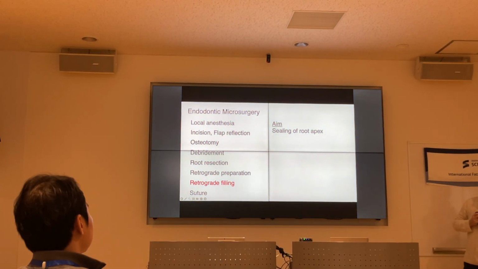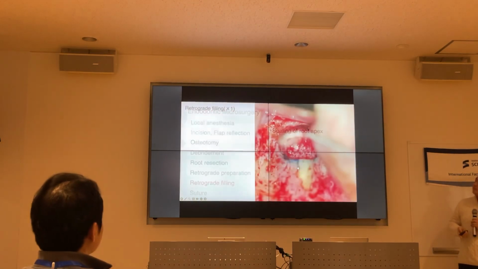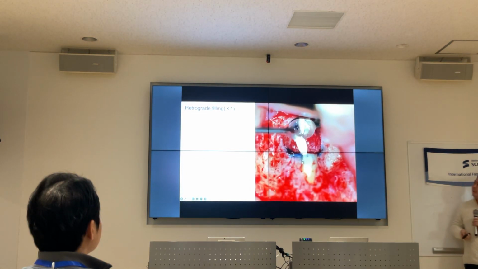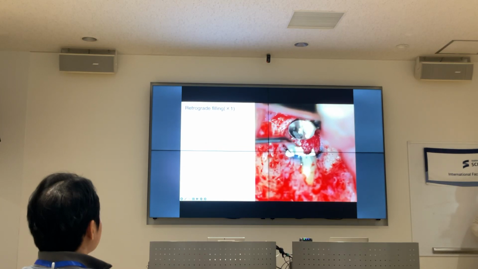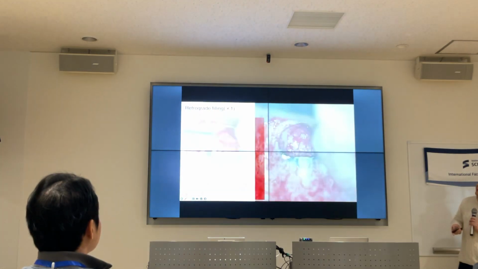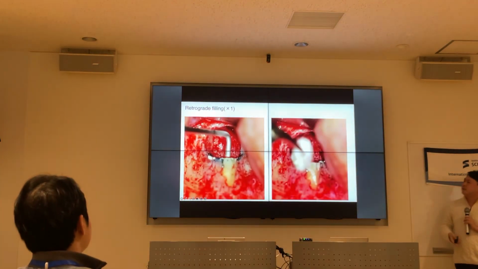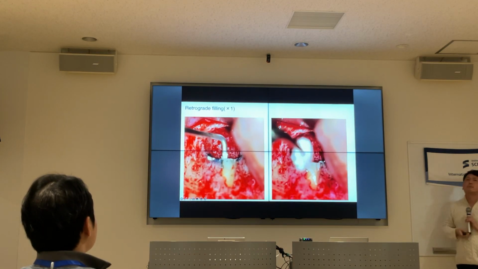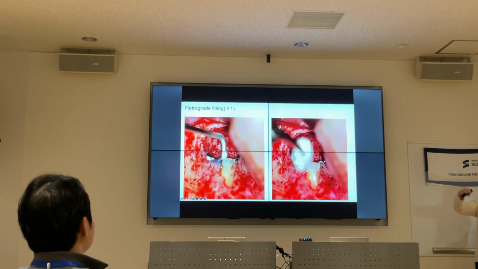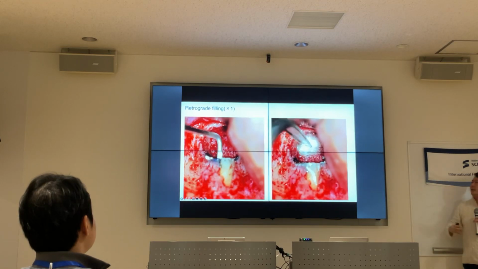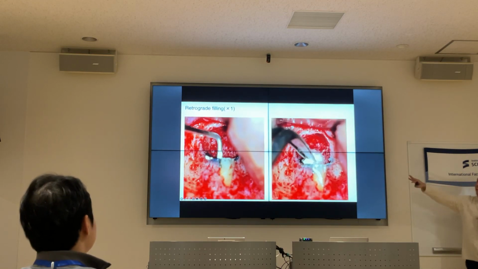Then after preparation, I fill the retrograde filling. The aim is sealing of the root apex. This is a movie of retrograde filling with MTA cement. Carry MTA to the root end cavity. Then after that, backpack in the coronal direction. Then carry MTA again and backpack again. Then after that, remove the remaining MTA cement on other areas.